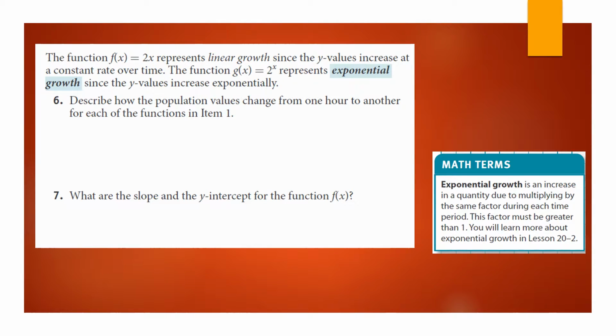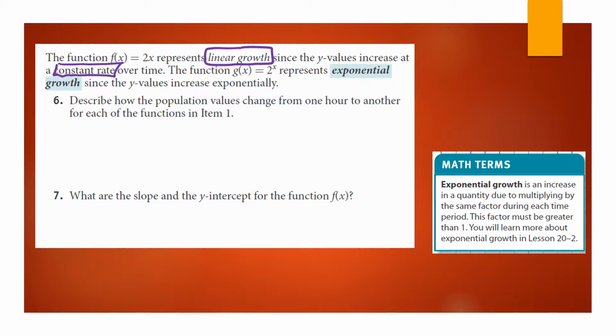The function f of x equals 2x represents linear growth, and you know why linear growth occurs, because there's a constant rate of change, right? So the y values increase at a constant rate over time. The function g of x equals 2 to the x power represents exponential growth, since the y values increase exponentially. So the amount of increase keeps increasing because you are timesing 2 to a higher and higher number every time.